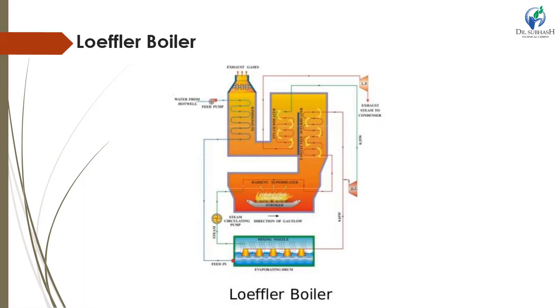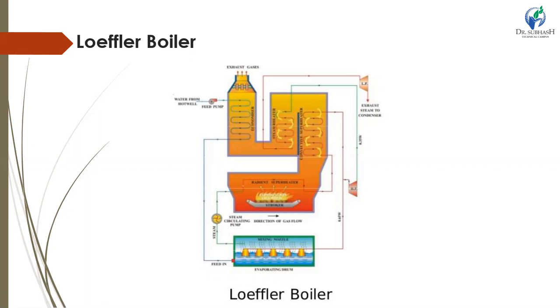So this drawback is eliminated in the Loeffler boiler by preventing the flow of water inside the boiler tubes. It uses circulation of steam instead of water. This boiler uses forced circulation indirect heating. The figure shows the arrangement of different components of the Loeffler boiler.